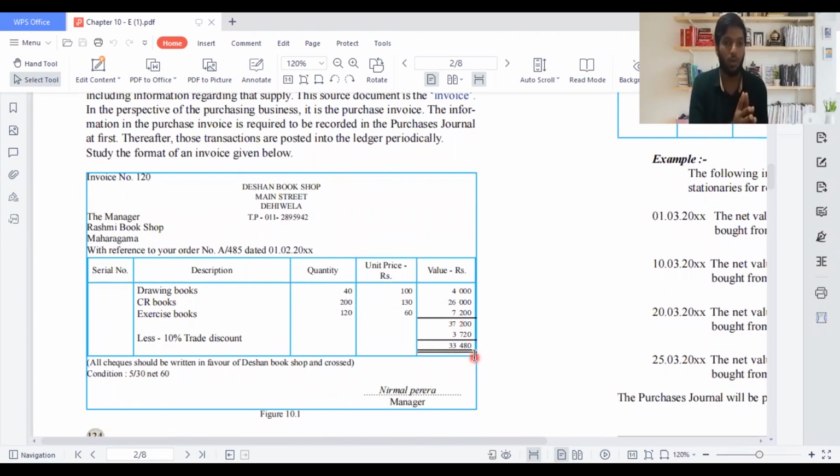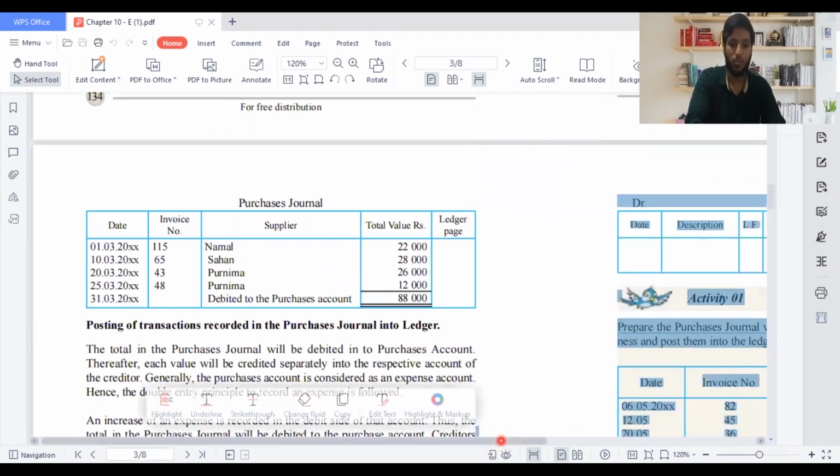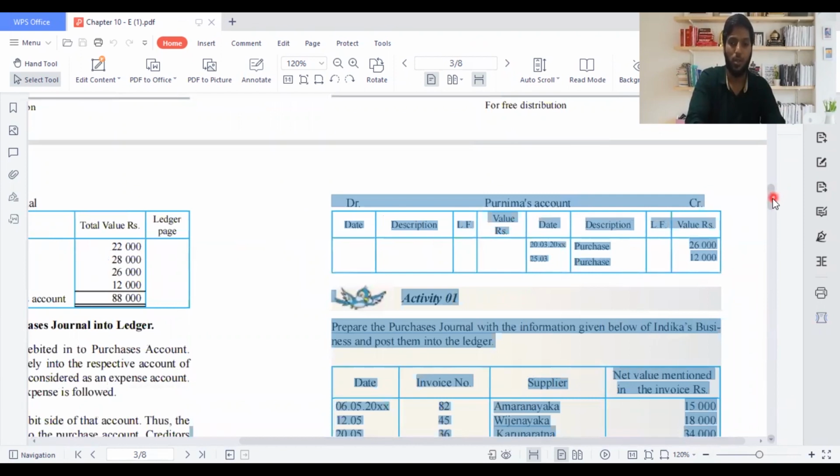Now remember, how we record this transaction will be explained in detail on the upcoming pages. So let's move on to the next part. We don't want to go deeper into those areas.